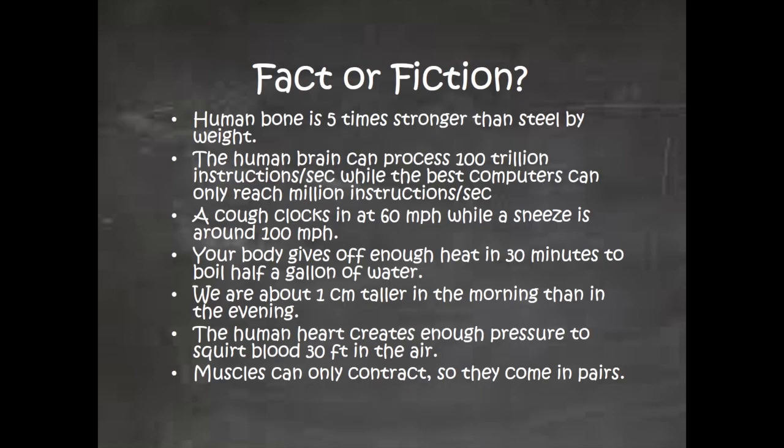Let's see how our bodies compare to engineered objects like structures, machines, and computers. Look at these 7 statements and decide which you think are true and which are false. Once you've made your decisions and marked the ones you think are true and false, we'll discuss each statement.